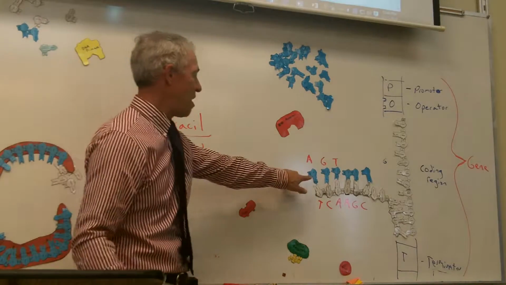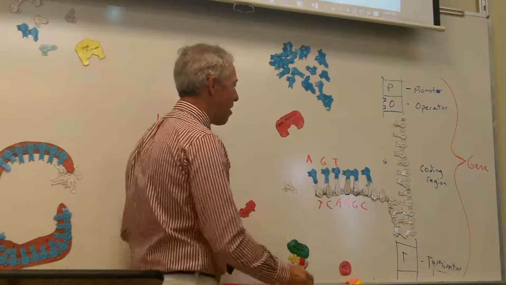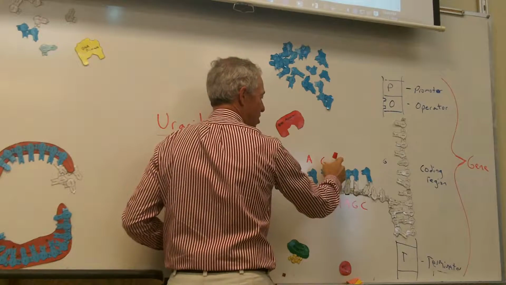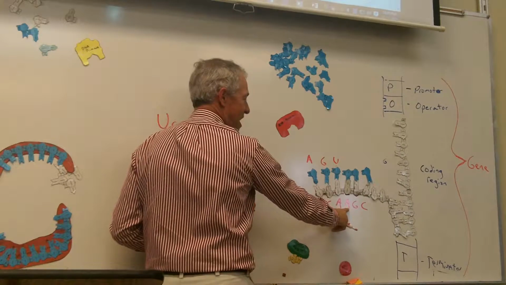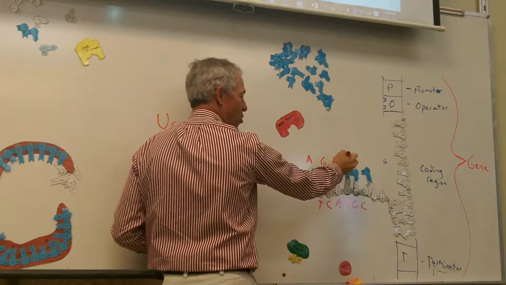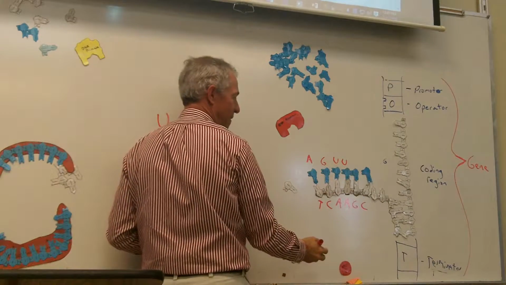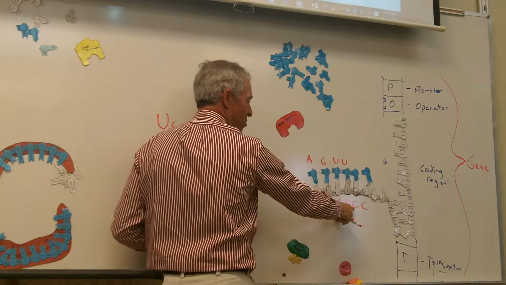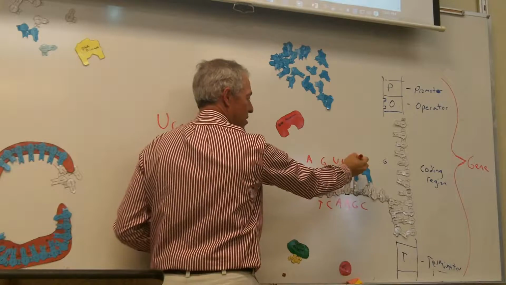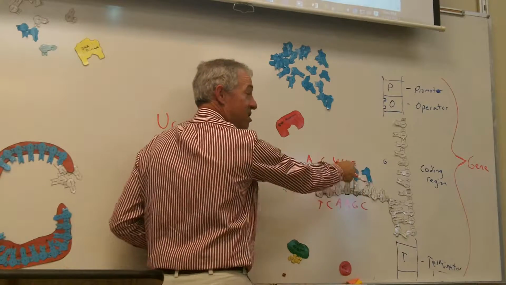That's the base that's right here. So T is not right. It's U. Wherever there's an A in the DNA, it connects to a U in the RNA. So that's a U. What is this next one? C.